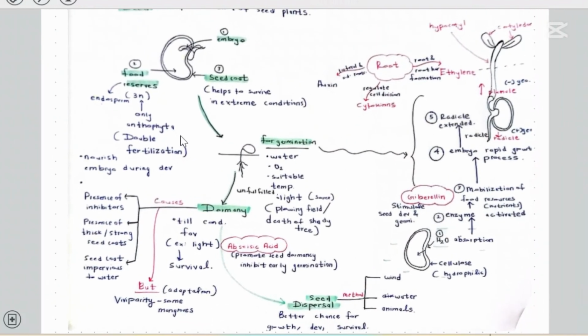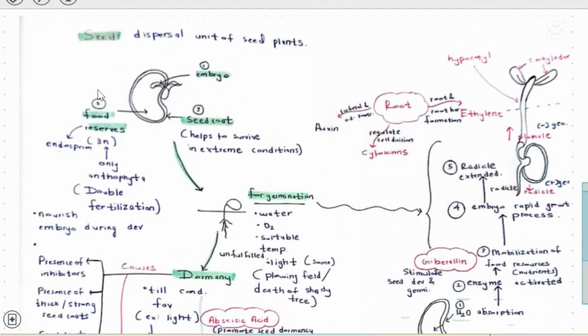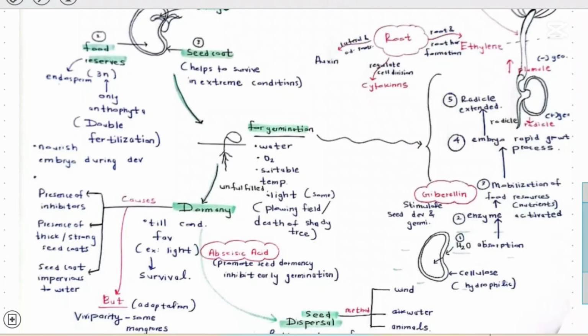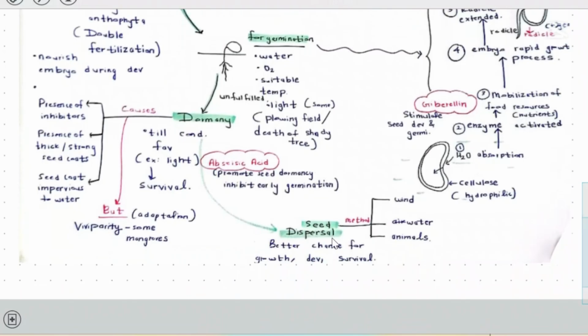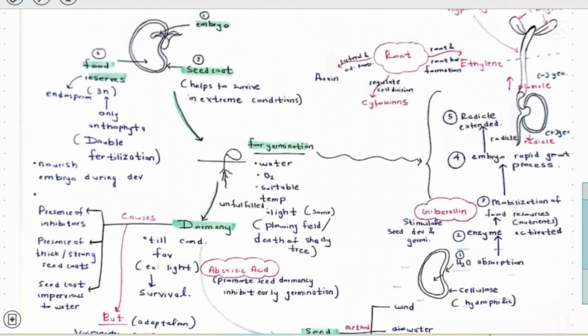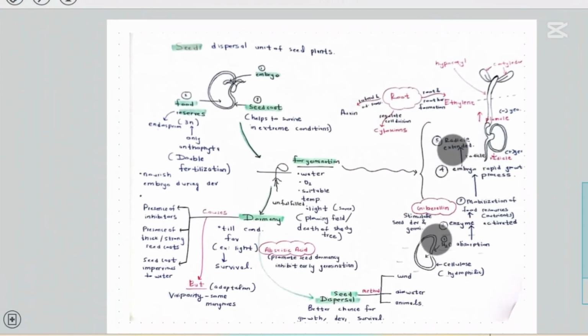So let me just brush through the points again. Firstly, you have the seed, you have to remember the parts and the function of each part. And then you have to speak about the germination factors and then dormancy, what are the factors that cause it, and then adaptation or exception for this dormancy. And then we can speak about how dispersal happens. And after dispersal, you can speak about germination. So if you consider like a flow chart, it has to be seed, then dormancy, then dispersal, then germination. This is all you have to remember.